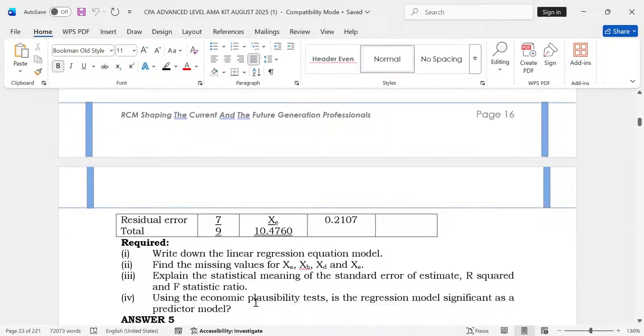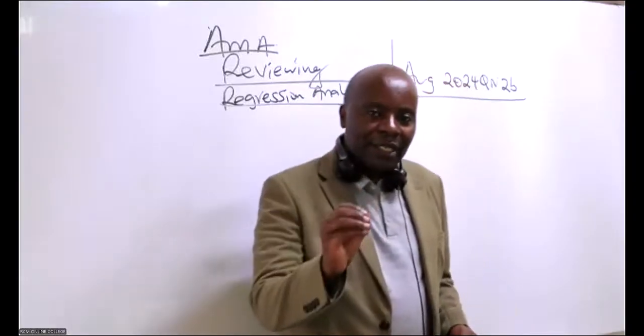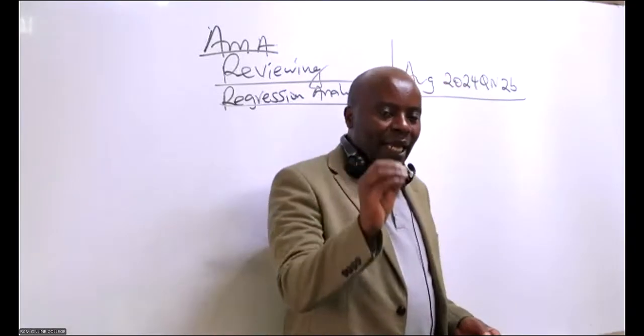How about Roman 4? Using the economic plausibility tests, is the regression model significant as a predictor model? What is this economic plausibility? We also touched it in our last class. Economic plausibility, ladies and gentlemen, basically when I'm looking at it, I will be asking myself whether the model, the equation that we have at hand, does it make sense?